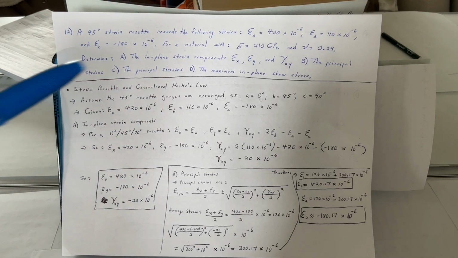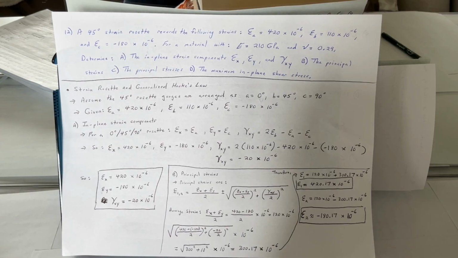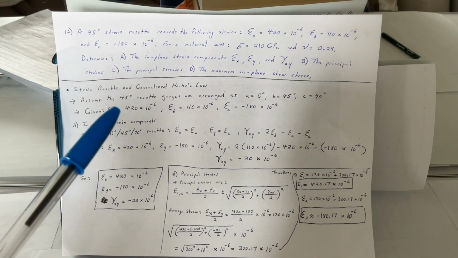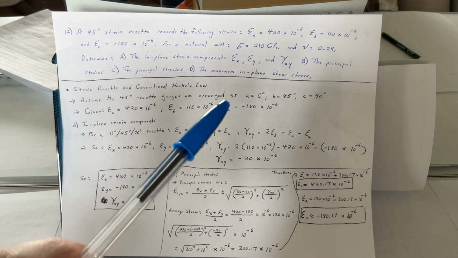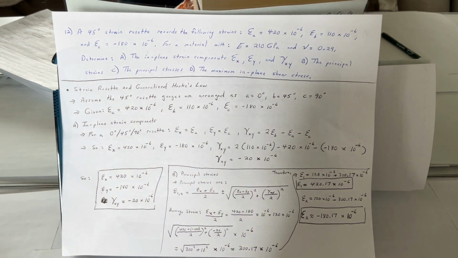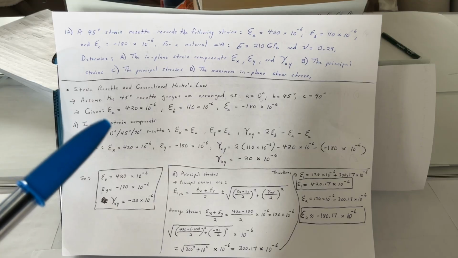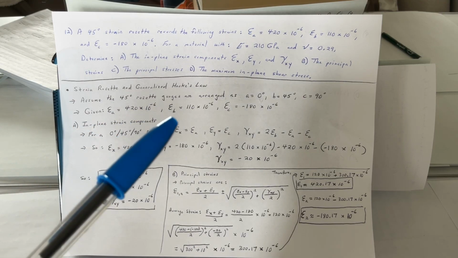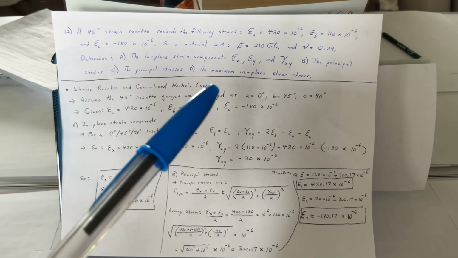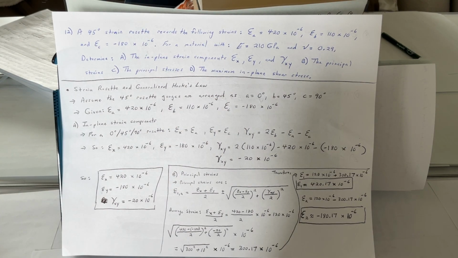So for material with E equals 210 GPa and nu equals 0.29, determine the 4 following things: the in-plane strain components, epsilon sub x, epsilon sub y, gamma sub xy, the principal strains, the principal stresses, and the maximum in-plane shear stress. Okay, so this is a strain rosette and generalized Hooke's law problem. So assume the 45 degree rosette gauges are arranged as A equals 0, B equals 45, C is 90. Okay, given here, epsilon sub A is 420 times 10 to the negative 6, epsilon sub B 110 times 10 to the negative 6, epsilon sub C is negative 180 times 10 to the negative 6.